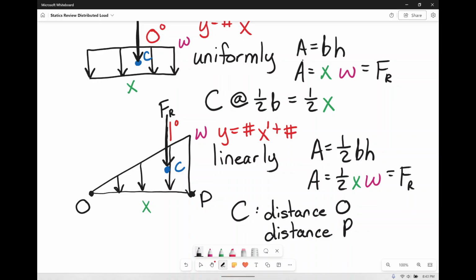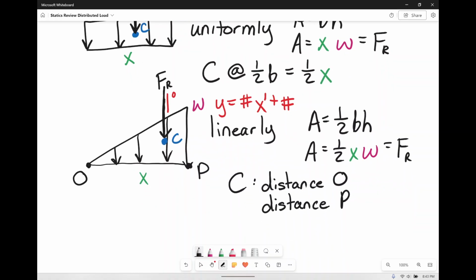Do you want the distance to O, or do you want the distance to P? The distance to O is the bigger side, and that distance is going to be 2/3 of the base, and the base is x. The distance to P is simply 1/3 of the base, and again, the base is x. If you add the distances to O and P together, you get the full length, which should make sense, because it's, of course, at one particular spot, not moving.